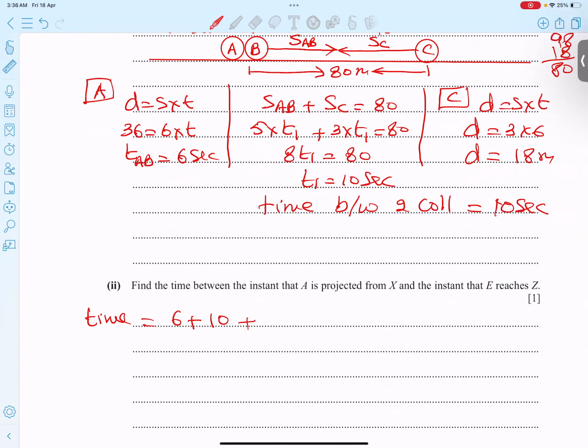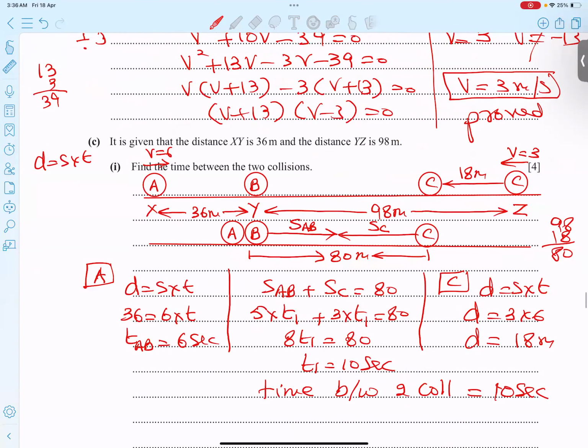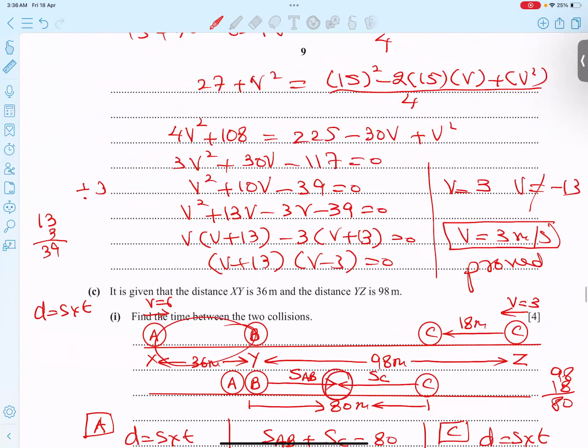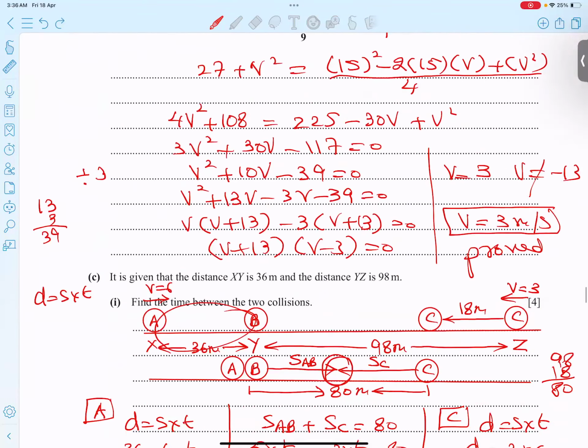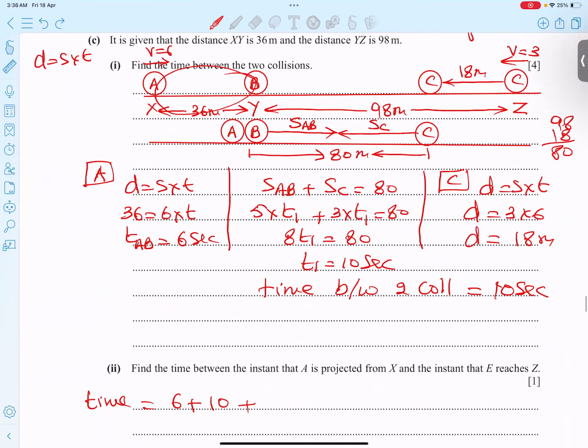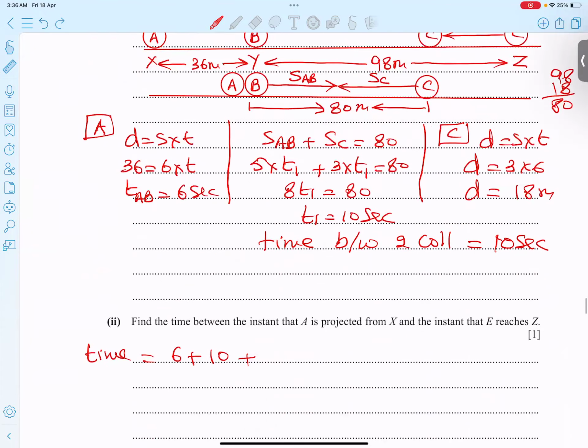Now one part is left only. So this is 6 seconds from A to B, and B to the collision point is 10 seconds. So this is done. Now after this, they coalesce and combine into three particles, and the speed of the three particles is 3. Now it will continue to reach Z. So let's see how we can get that. This is the most important part, so let's try to do it.